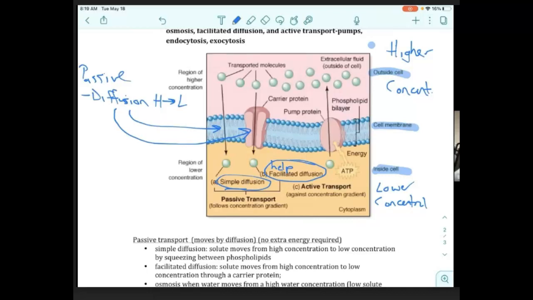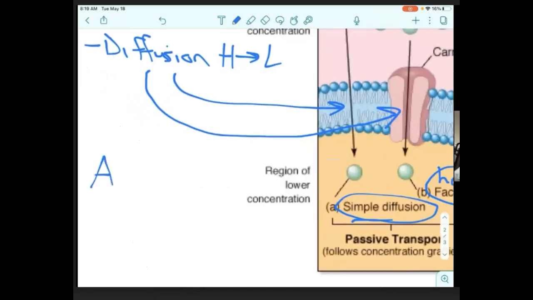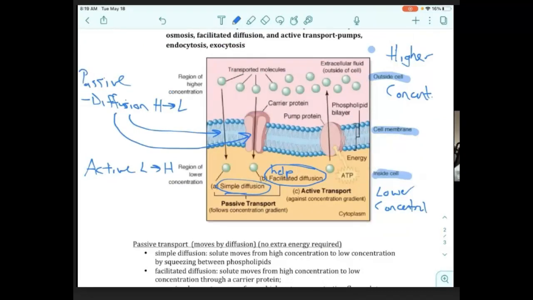Okay, let's look at one more. Remember, we said passive is high to low, active, on the other hand. Any guesses? Not high to low, but low to high. Low to high, right. And the analogy I like to use for this is shepherd dogs. Have you ever seen a collie or an Australian shepherd, right? These dogs concentrate sheep into small little pens, right? But it takes a lot of energy for them to do that, right?